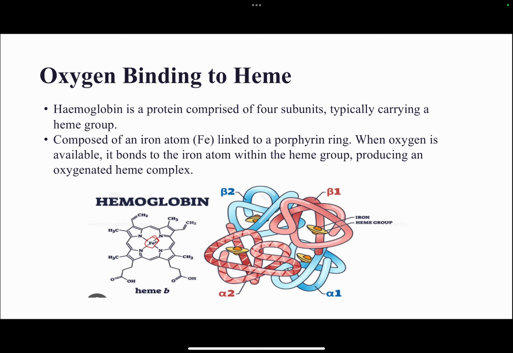When oxygen is available, it binds to the iron atom within the heme group, producing an oxygenated heme complex. This complex is precisely structured to enable reversible oxygen binding, which is critical for both oxygen uptake in the lungs and its delivery into the tissues.